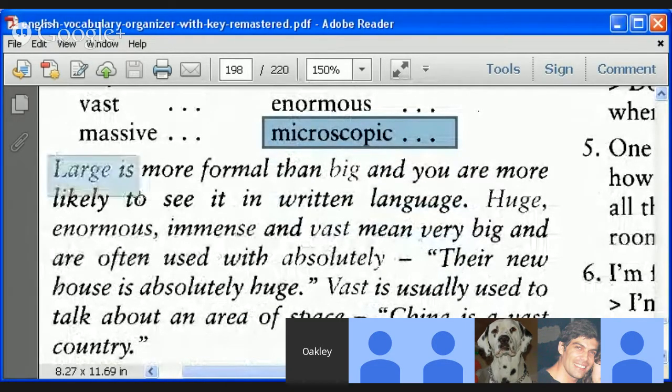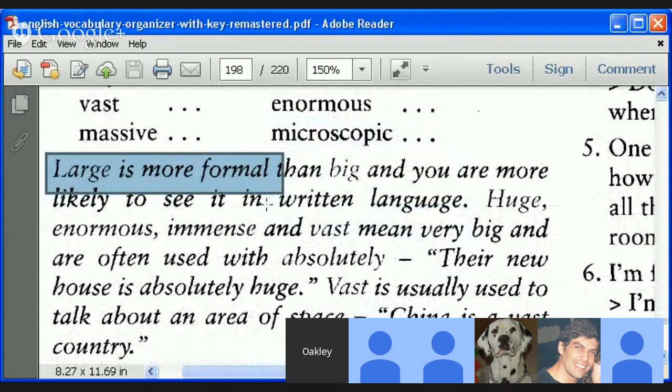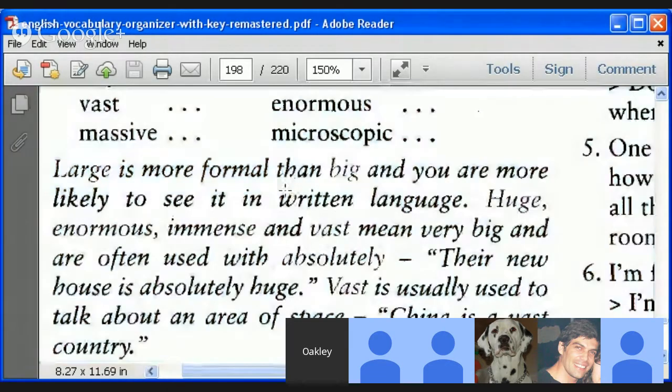Just a quick word. Large is generally, very generally, this is not really a rule, but generally is more formal than big. And as with all formal English language, we use it in written language more often than speaking.